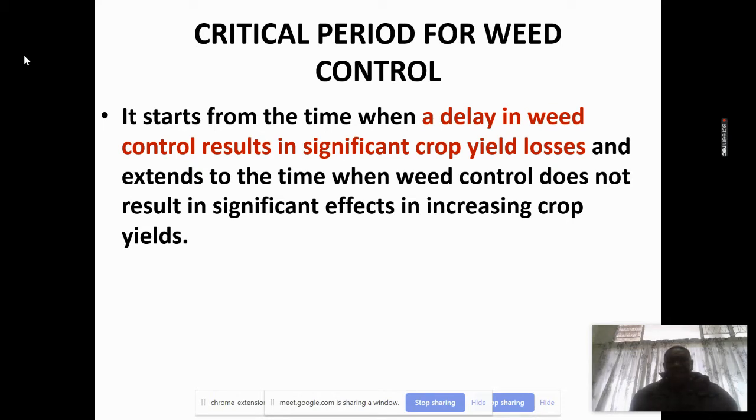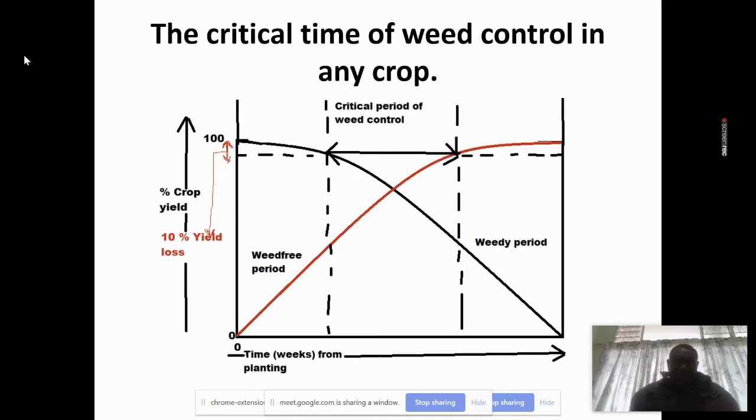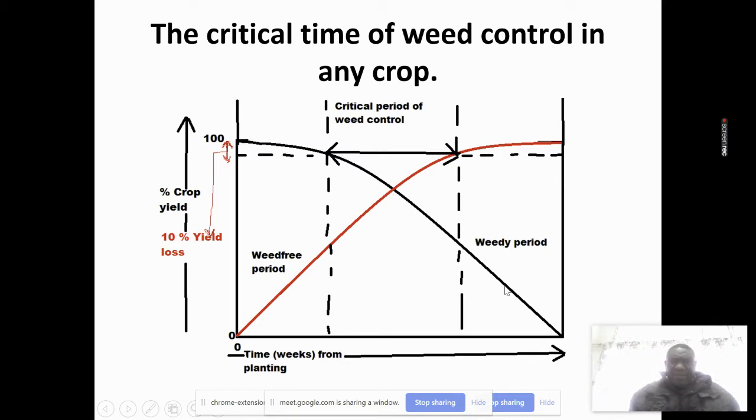But we can use graphs to define this period. Here I have a diagram of two superimposed graphs showing the critical time for weed control. Now I want you to look at the black curve, this line here. This line is representing the weedy period.